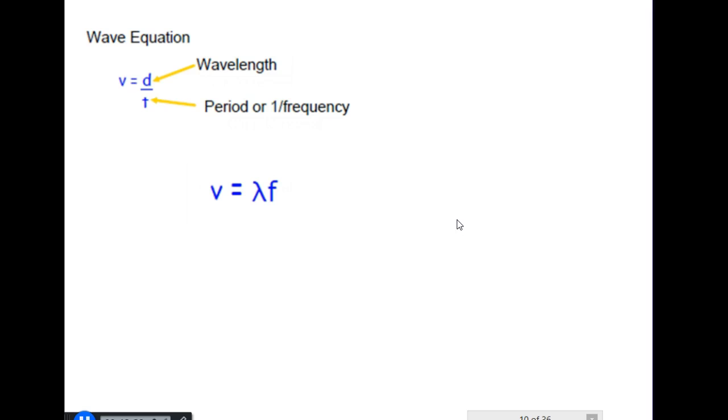V is speed. Hopefully that's something that you remember a little bit from working with your physics unit last year in Science 10: speed equals distance divided by time. We can adapt that to waves because time is how fast it's going, which is your period. Distance is the wavelength.